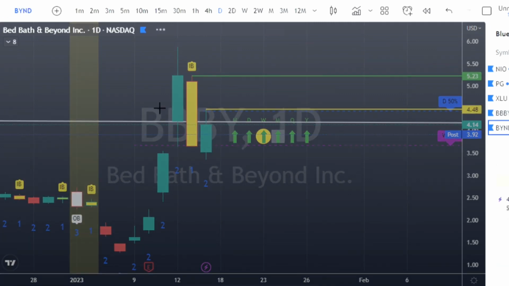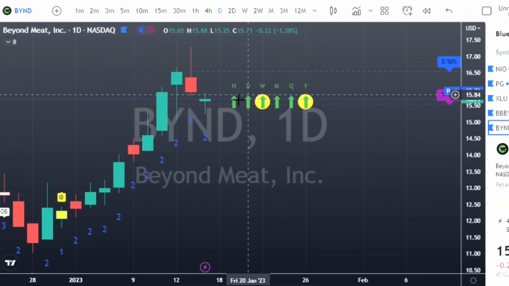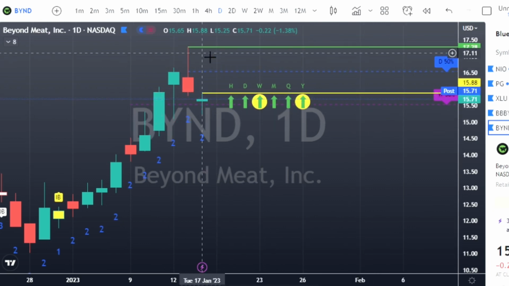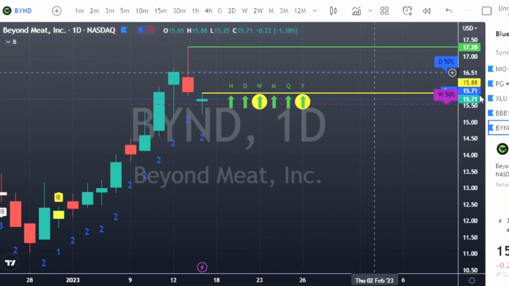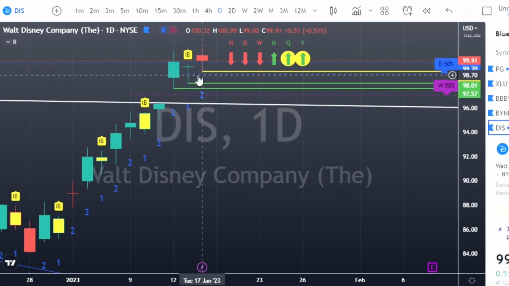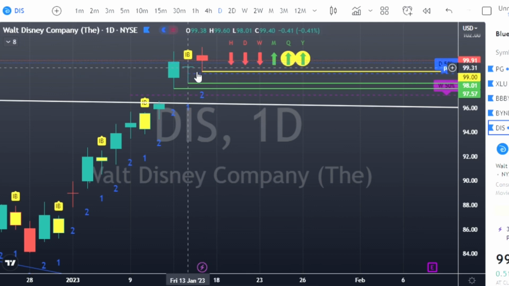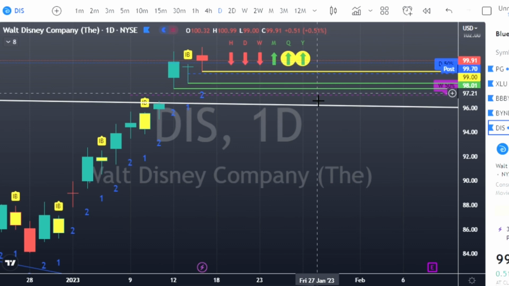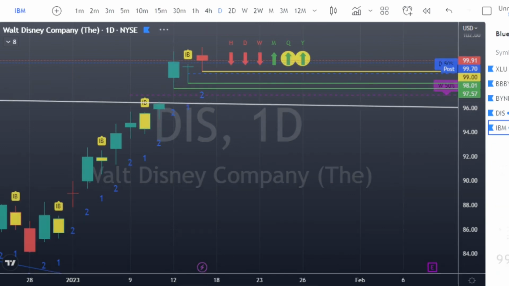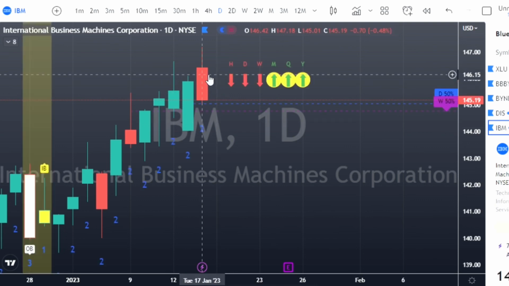We'll move on to Beyond Meat, BYND. Same thing, 2 down, finished green. We'll look for calls at $15.88 and good magnitude to the upside at $17.28. Disney has a 2 up that finished red. So again, there's that reversal, a 1-2-2 rev strat because of the inside bar here. We'll look for puts at 99 bucks even, and we have the first 2 targets marked out for you guys on Disney.